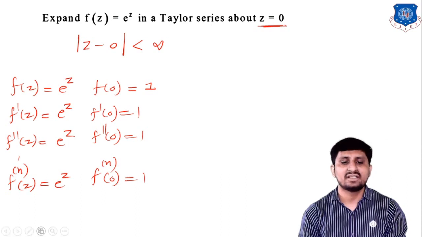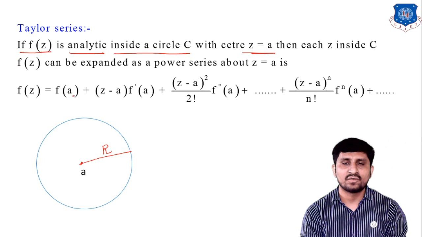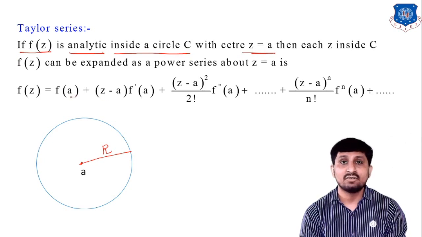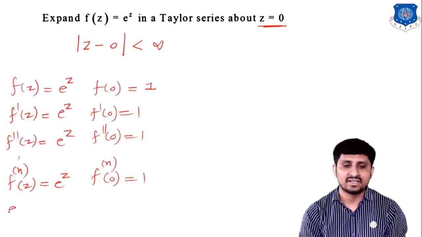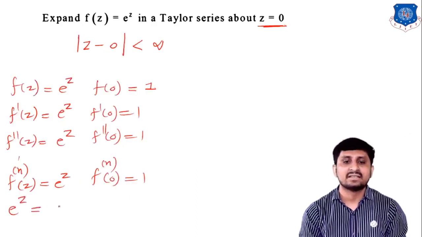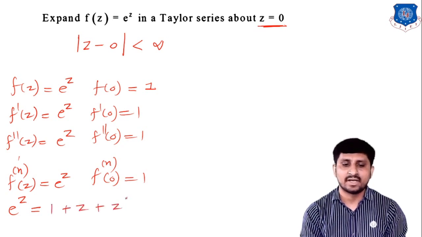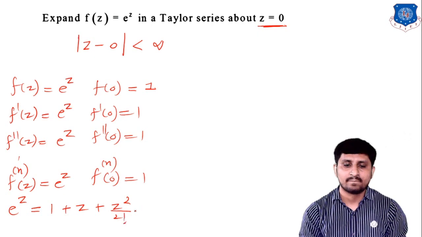Now put all these values in this equation: f of a, where a is equal to 0, so f of 0 plus z minus 0 into f dash 0, and so on. So easily you can find the value of e raised to z. e raised to z equals 1 plus z plus z square by 2 factorial plus z cube by 3 factorial, plus up to z raised to n by n factorial, and so on.